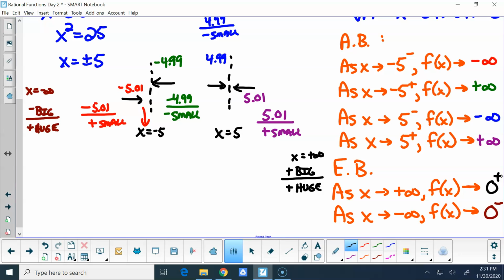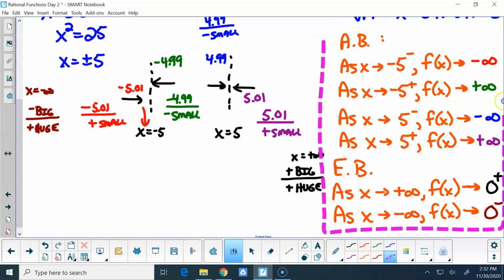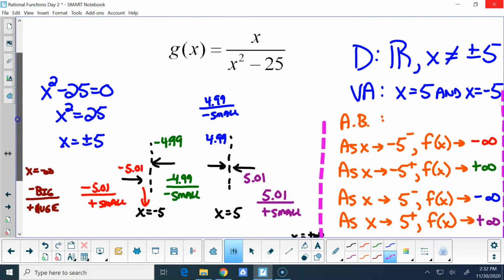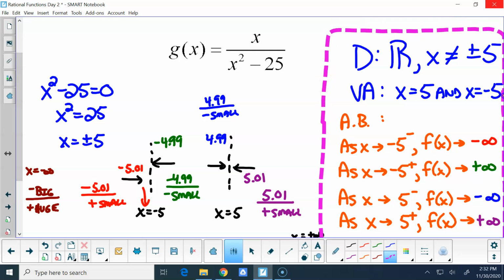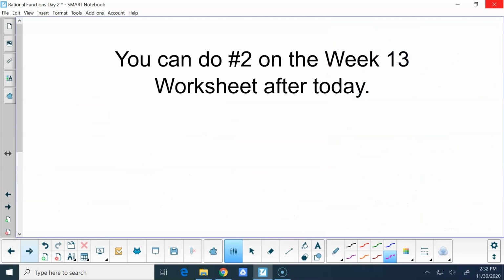Okay? As of right now, your asymptotal behaviors are always going to go to either positive or negative infinity. That will always be true. As of right now, your end behaviors are going to go to 0. Tomorrow, when we change around our horizontal asymptotes, then our end behavior will not necessarily be going to 0 every single time. It'll go to a certain number. We'll figure that out tomorrow. Okay? With that being said, you can now do number 2 on this week's worksheet.